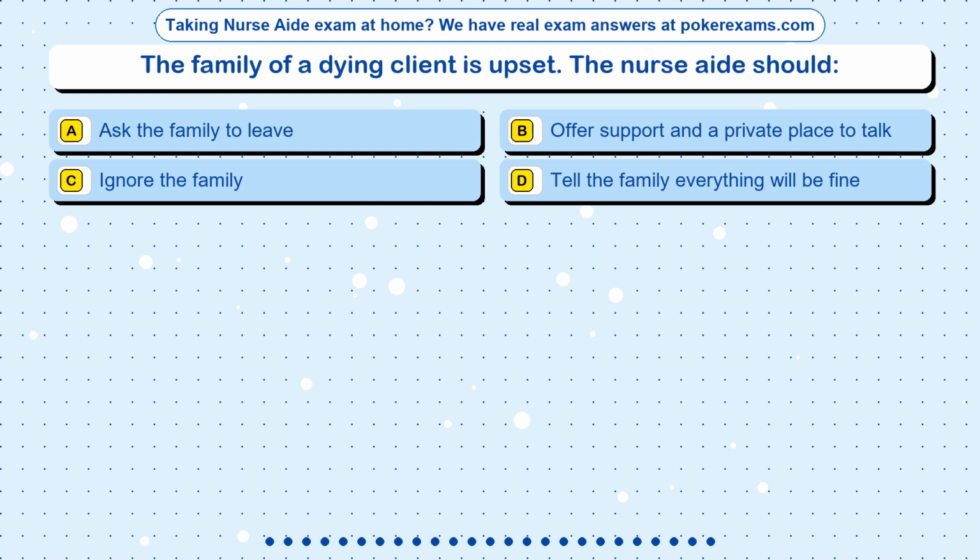Question 20. The family of a dying client is upset. The nurse aide should: Option A. Ask the family to leave. Option B. Offer support and a private place to talk. Option C. Ignore the family. Option D. Tell the family everything will be fine.